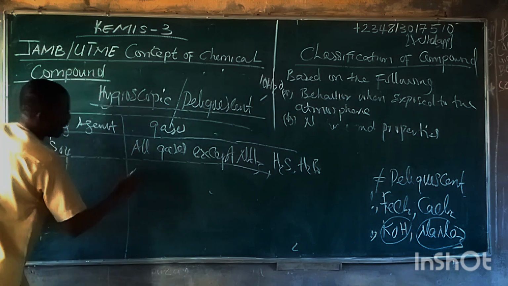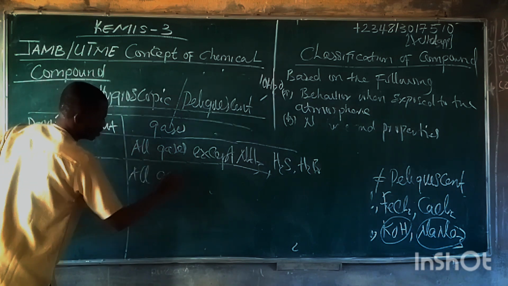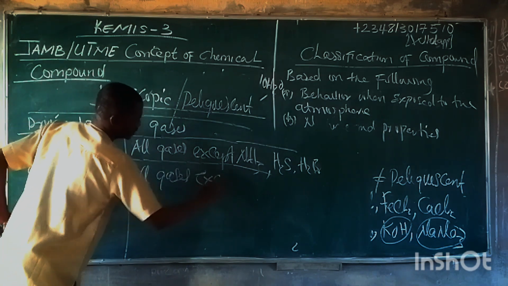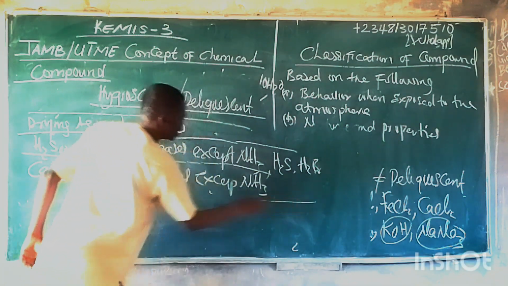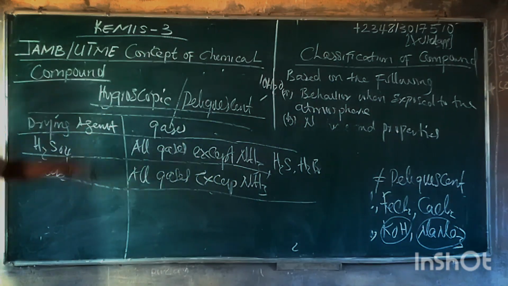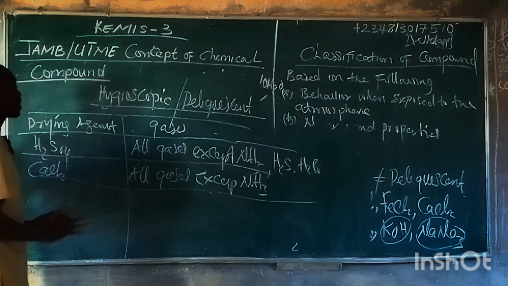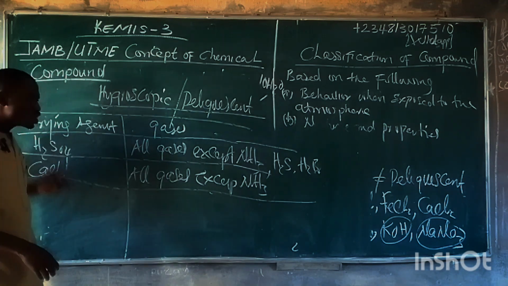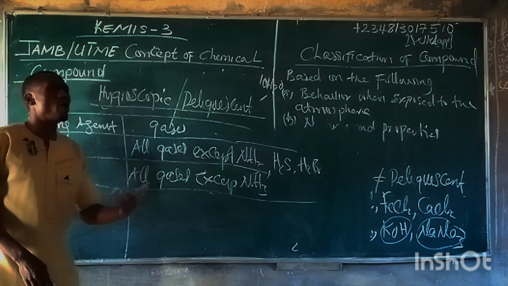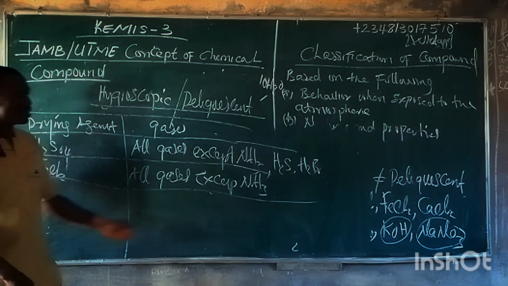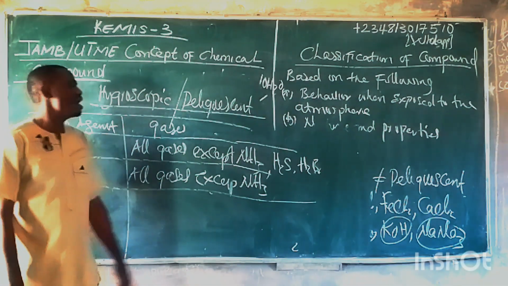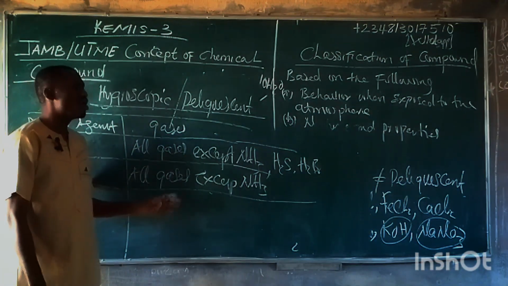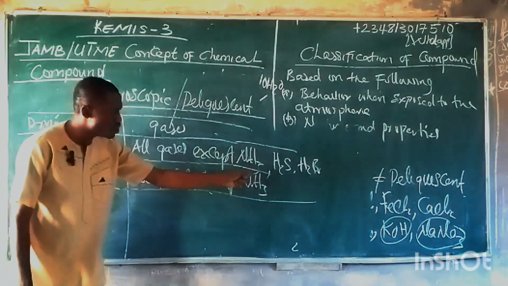Calcium chloride dries all gases except ammonia. Now, see what JAMB asks you. We are talking about the concept of JAMB. See, look at this. I'll give you the whole. H2SO4 dries all gases except ammonia, and then they give you other gases. You see that now? H2SO4 can dry all gases except ammonia.